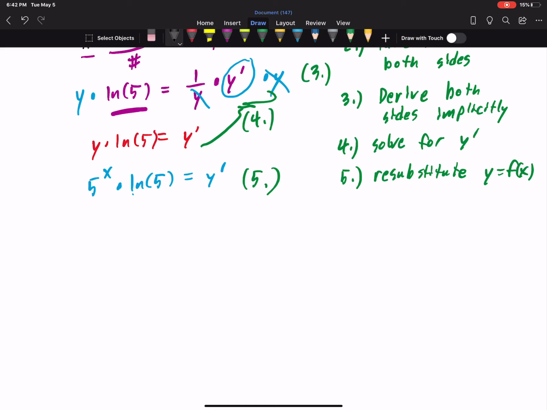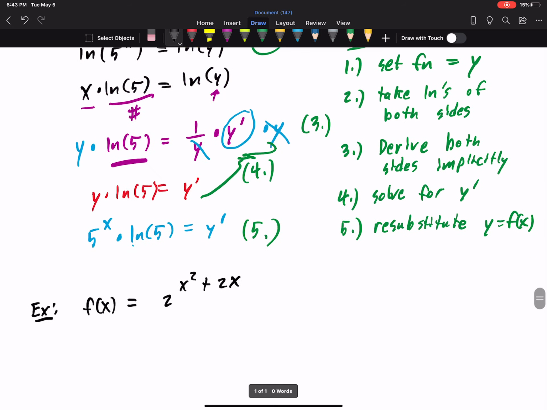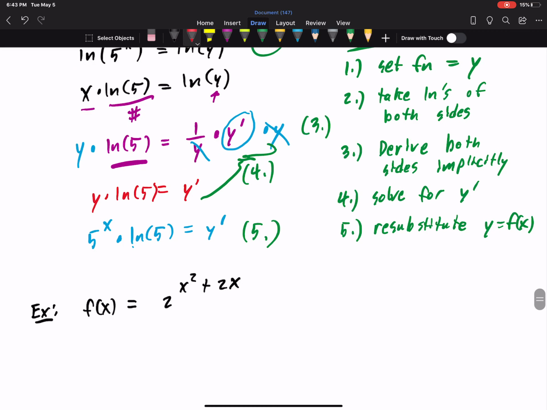Let's go with the following. Let's use the steps that we just developed. Let's go with f of x is equal to 2 to the x squared plus 2x. Keep it simple. Okay, now how do we handle this thing? Let's follow our steps. Step 1, set the function equal to y. Okay, so we have this lovely thing set up, ready to go.